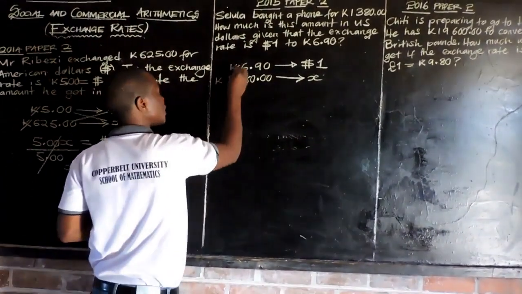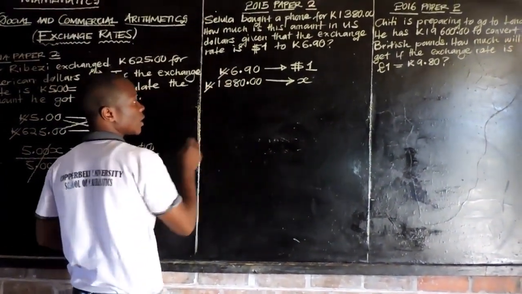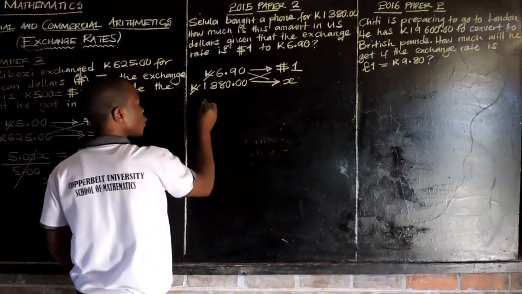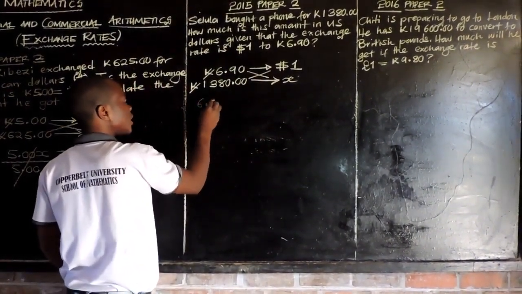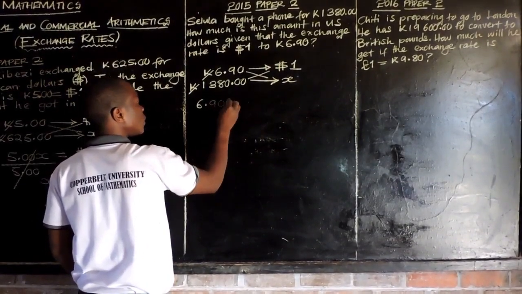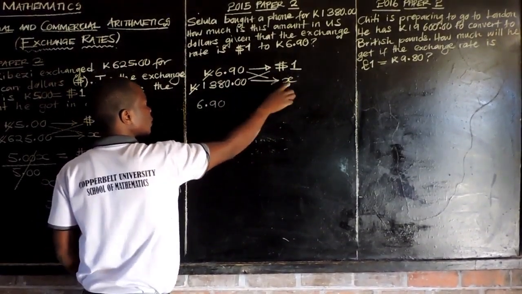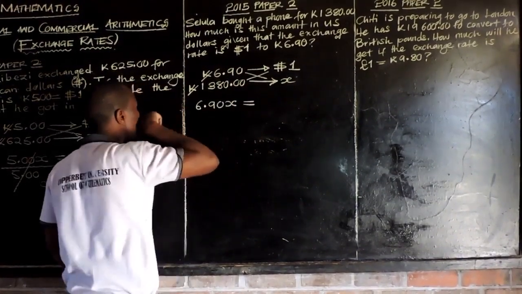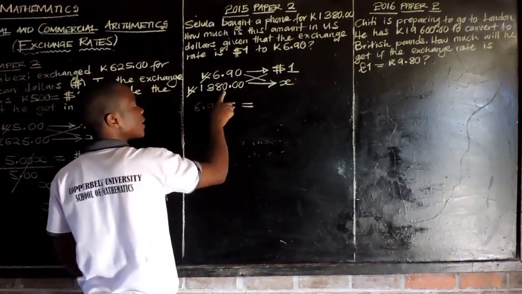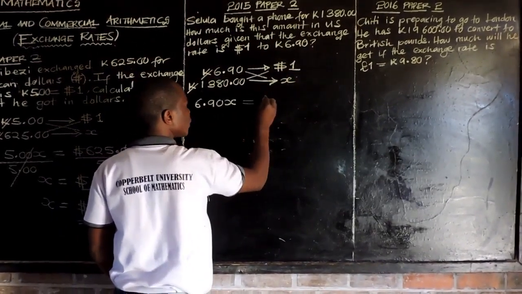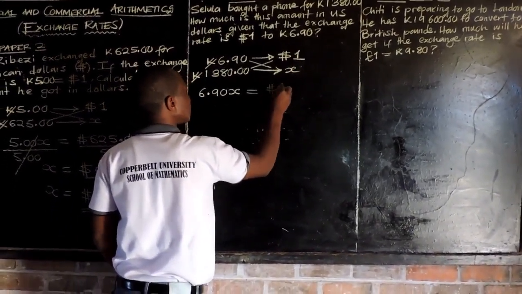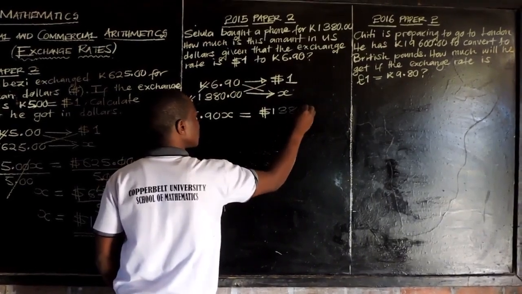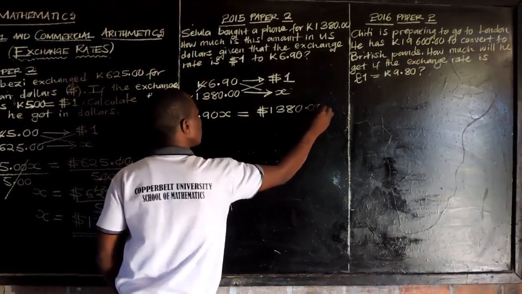So we're going to say these are going to go in. Then you're going to cross multiply. This time this, that by that. So 6.90 times x, you get 6.90x is equal to 1,308 times $1. You're going to get 1,308 dollars. Are we together, people? Yes. This is what you're going to get.